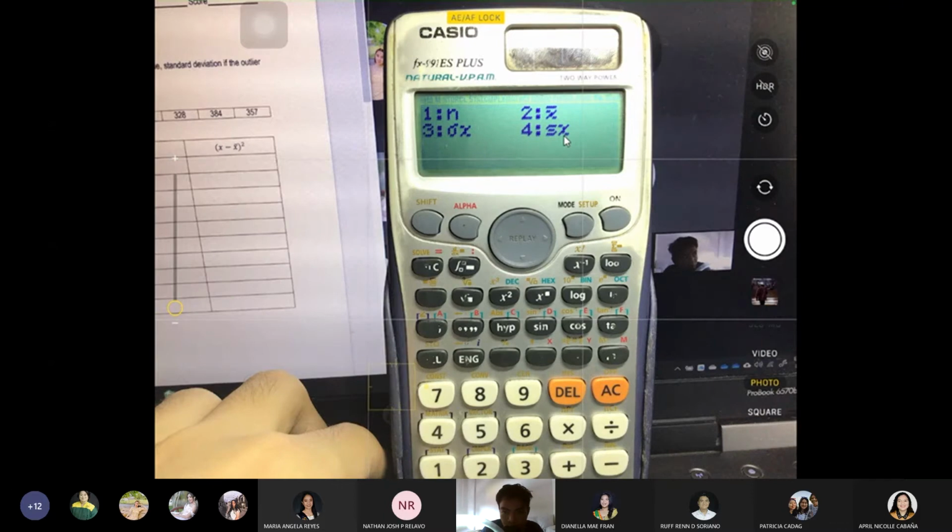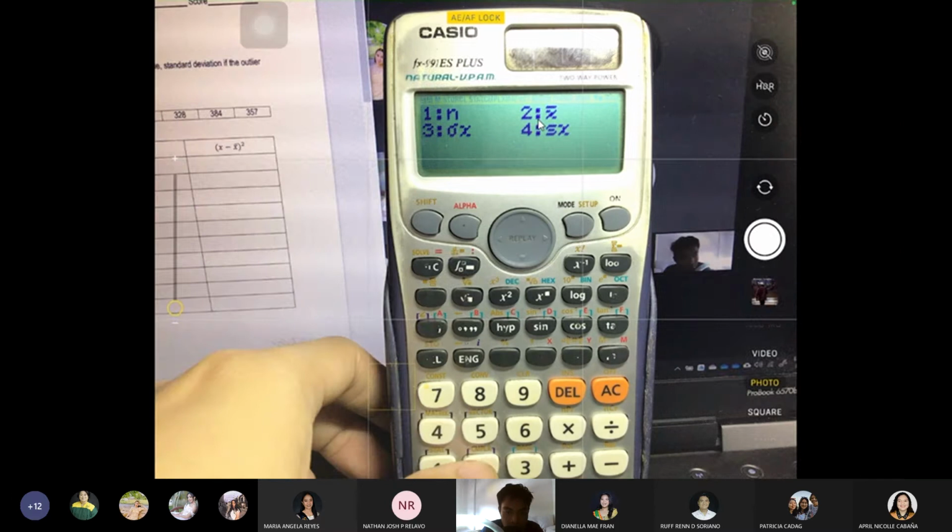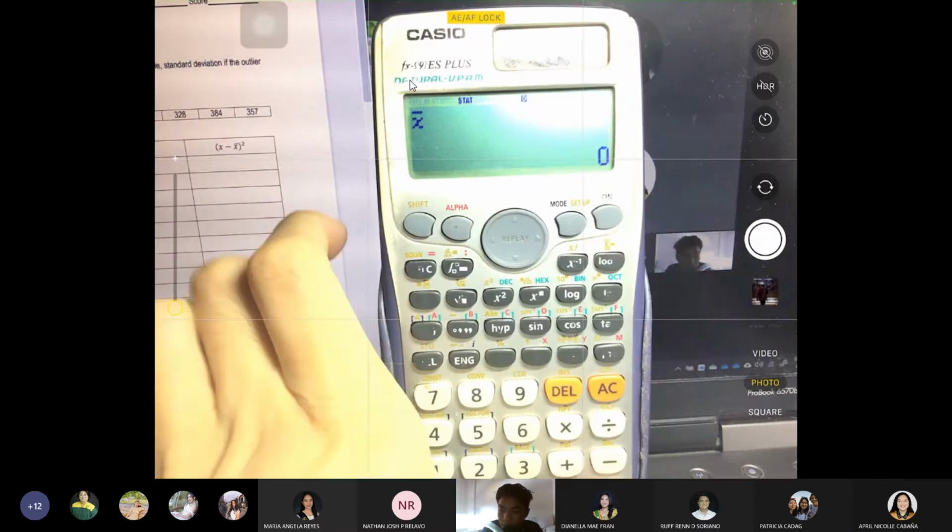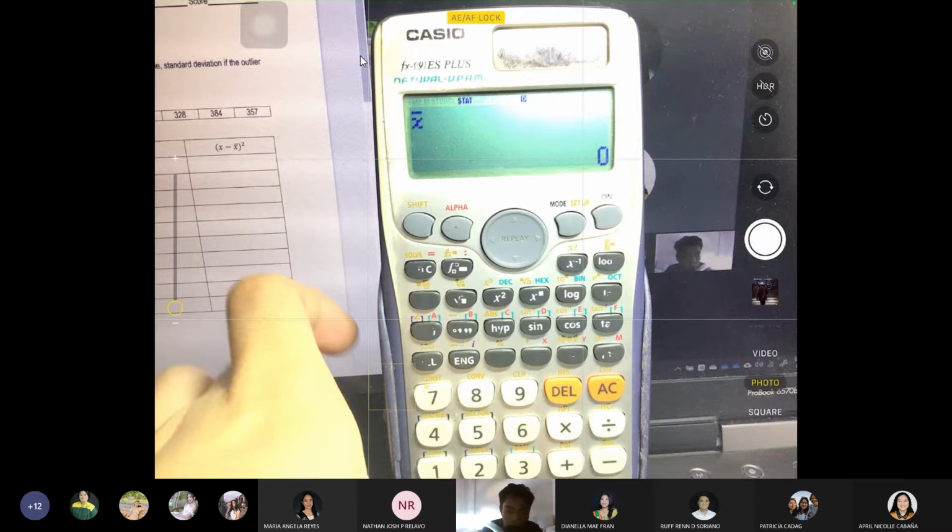We will use the SX. Okay. So, the SX is the standard deviation that we use, no? Yung formula na ginamit natin, yun yung ginagamit din niya. So, ang pwede mo gamitin dito is yung 2 and 4. The X bar and the SX. Okay. So, check natin. Kunwari, X bar. Ano yung X bar natin? 352.9. So, you press 2. Ayan. Nakalagay X bar.